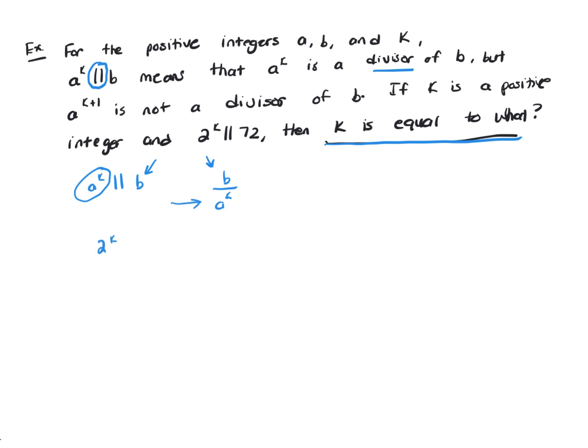And we're asked to find 2 to the K, parallel lines, 72. So that means 72 is in the numerator and 2 to the K is in the denominator. So we're trying to figure out how many factors of 2 are in 72. And 72 is 9 times 8. 3 squared is 9. 8 is 2 cubed, divided by 2 to the K. So what is K equal to? K is the exponent on the 2, so K must equal 3.